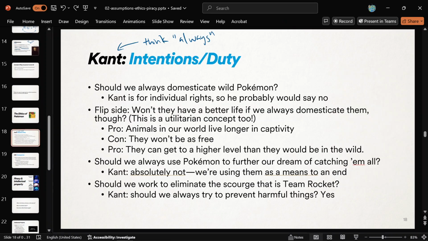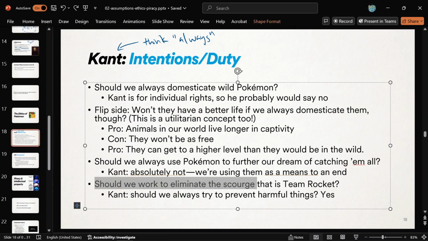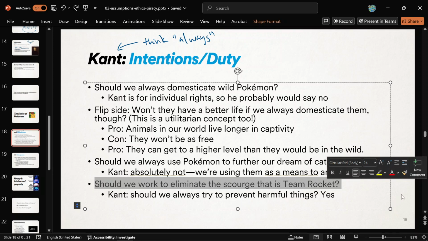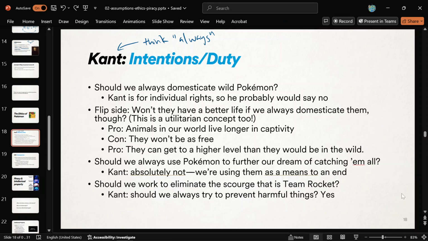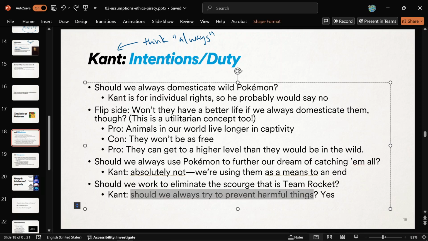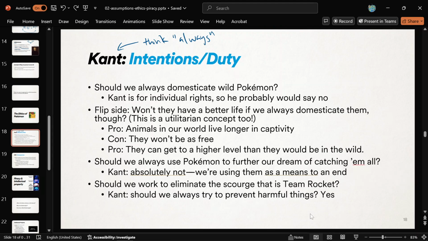So that's Kantianism applied to Pokemon. And then there's also the question: should I catch Pokemon and have them fight against this evil terrorist group in the Pokemon universe called Team Rocket? Maybe that's more firepower for catching and training them, because he might ask the question, should we always try to prevent things that are harmful in the world? Like, we want to stop crime? You'd say yes, so some of these are in conflict with each other, but that's the point, right?